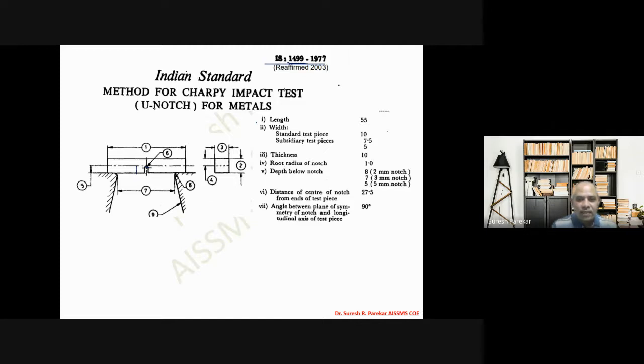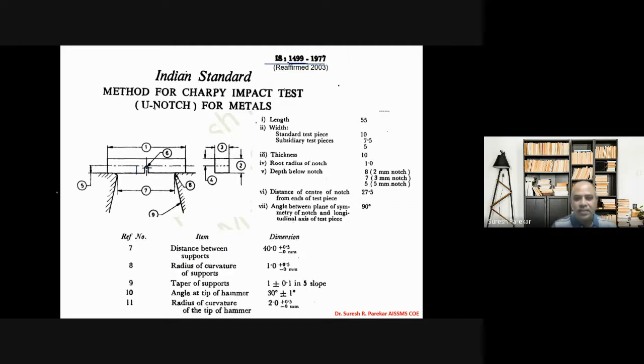Now you can see we have simple support on both sides. Then the distance between supports is 40 millimeters. Then the radius of curvature we have already seen. The taper angle of the tip of the hammer is 30 degrees. The radius of curvature of the tip of the hammer is 2 plus or minus 0.5 millimeter.